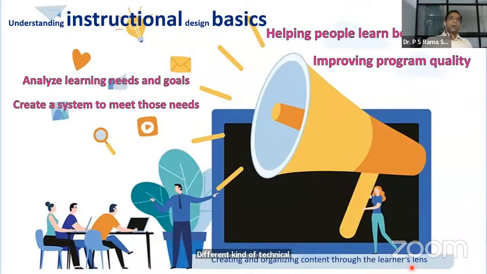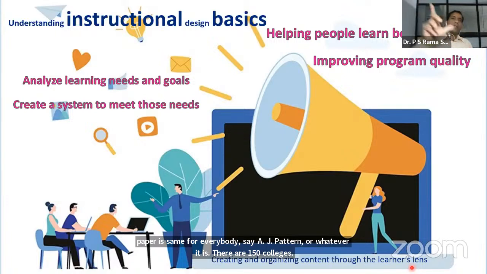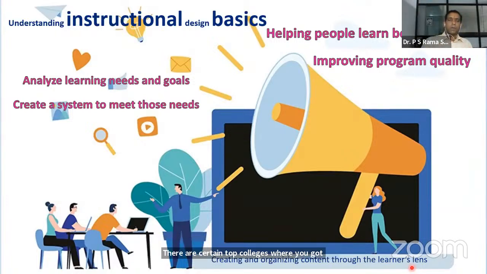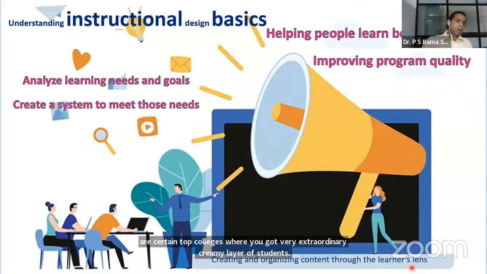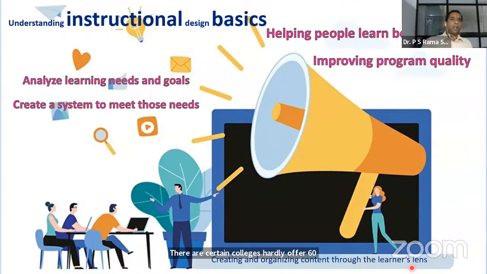right? So the curriculum is the same for everybody. The question paper is the same for everybody, let us say a JNTU pattern or whatever it is. There are 150 colleges. There are certain top colleges where you get a very extraordinary creamy layer of students. So university colleges. There are certain colleges where hardly, for 60 students, 10 or 20 seats are filled. All the students are assessed on a single question paper. The curriculum is the same for everybody.